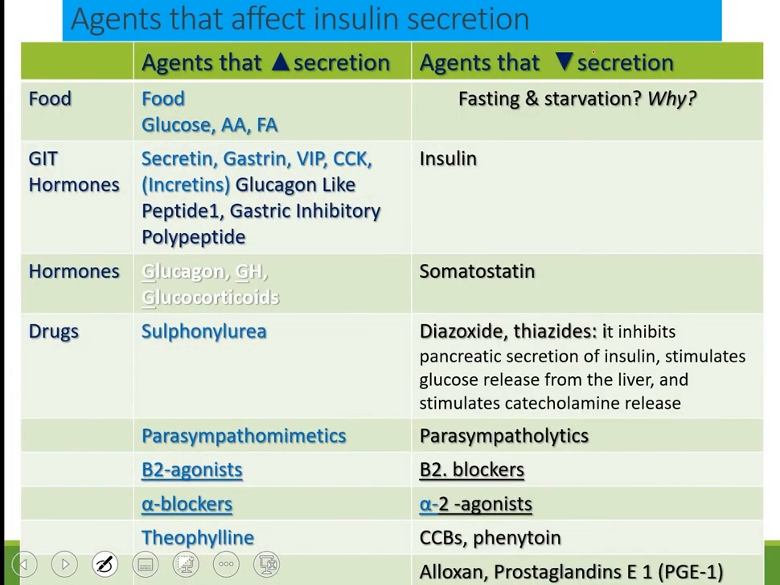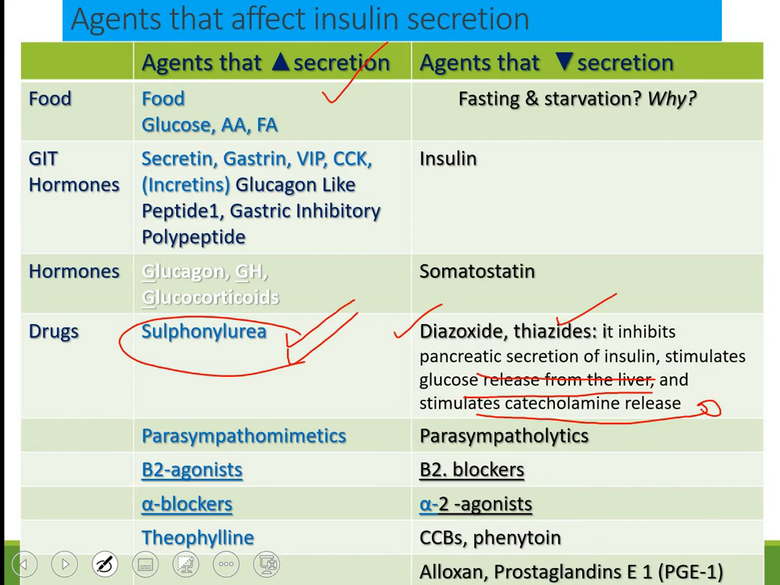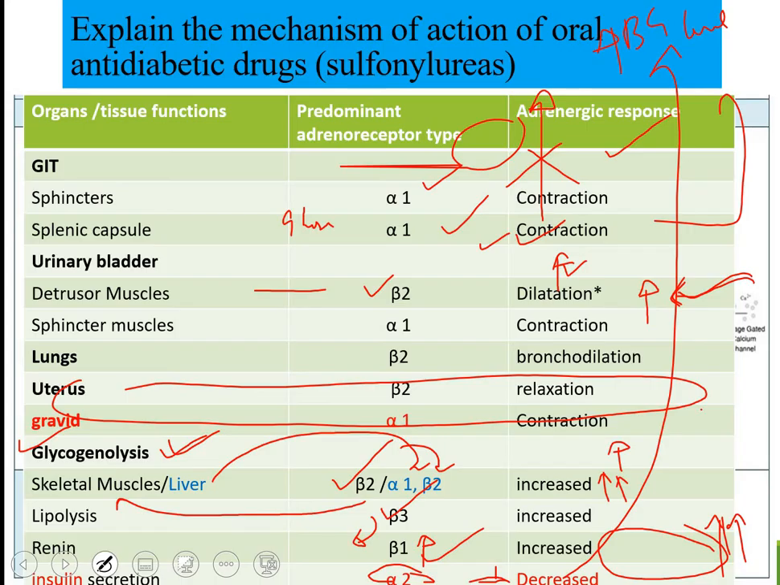So these are the agents that affect insulin release. Among hormones, glucagon increases insulin secretion, whereas somatostatin decreases insulin. And remember, we are going to focus on sulfonylurea. Sulfonylurea increases the secretion, whereas agents like diazoxide and thiazide diuretics inhibit the pancreatic secretion of insulin, stimulate glucose release from the liver, and stimulate catecholamine release. And that catecholamine release is going to increase what? It is going to increase glycogenolysis, and glycogenolysis will increase the blood glucose level again.